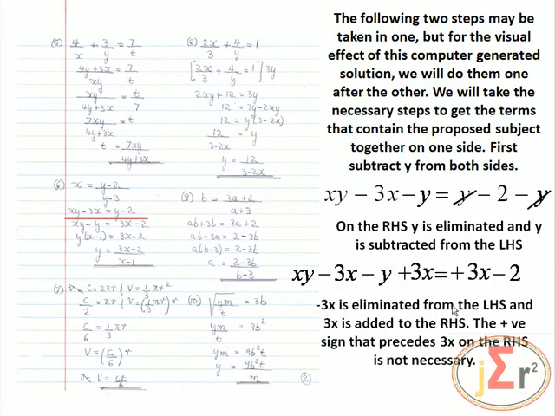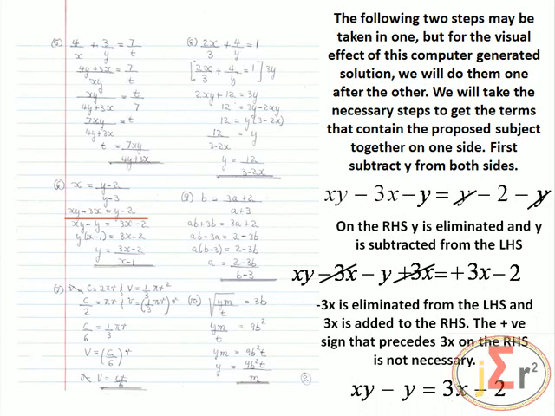And what do we know? Negative 3x is eliminated from the left hand side, and 3x is added to the right hand side, because we are eliminating that negative 3x by adding 3x. So 3x will be added to the right hand side. The positive sign that precedes the 3x on the right hand side is not necessary, and we will not see that occurring in the next step. So we have a positive 3 right here. We will not see it here because it is not completely necessary.